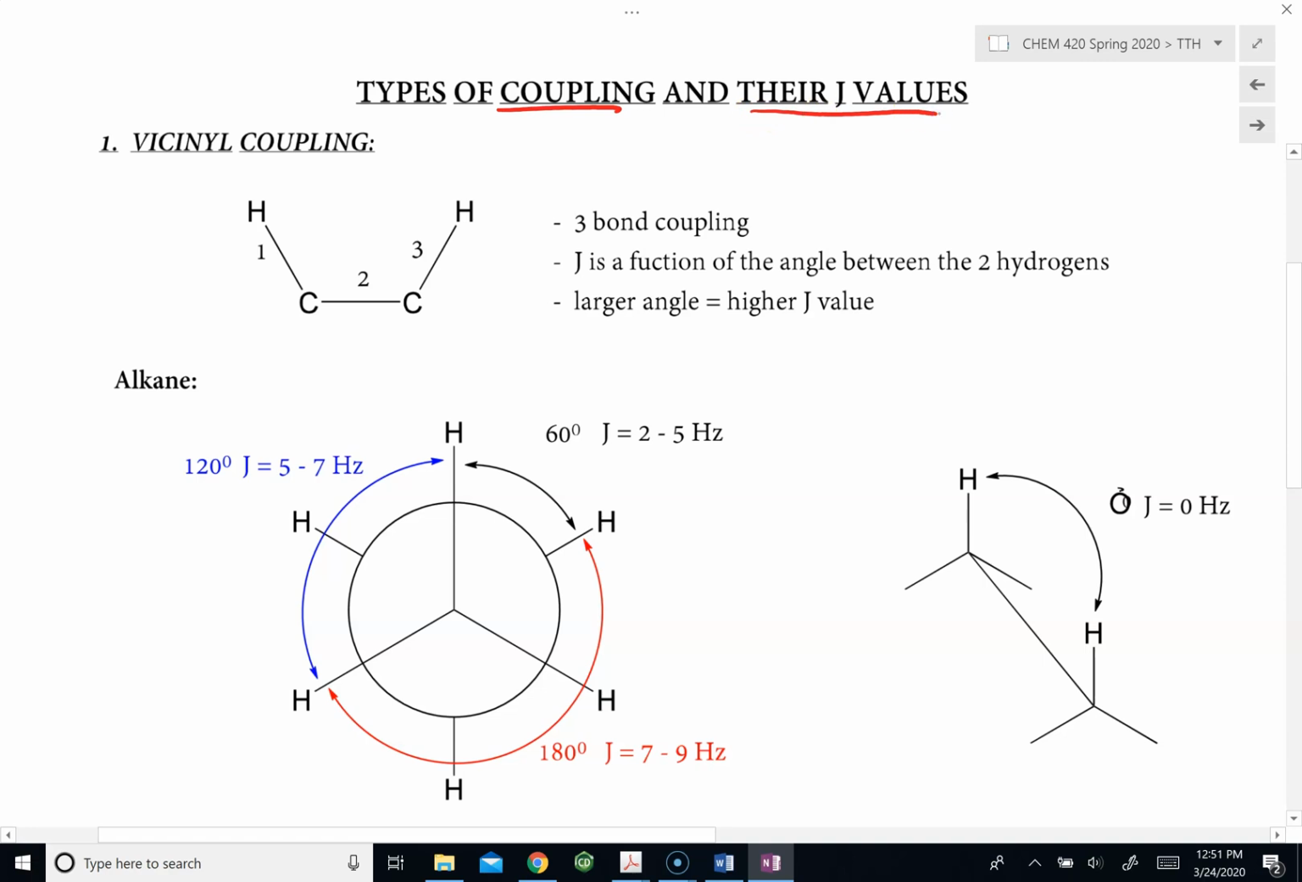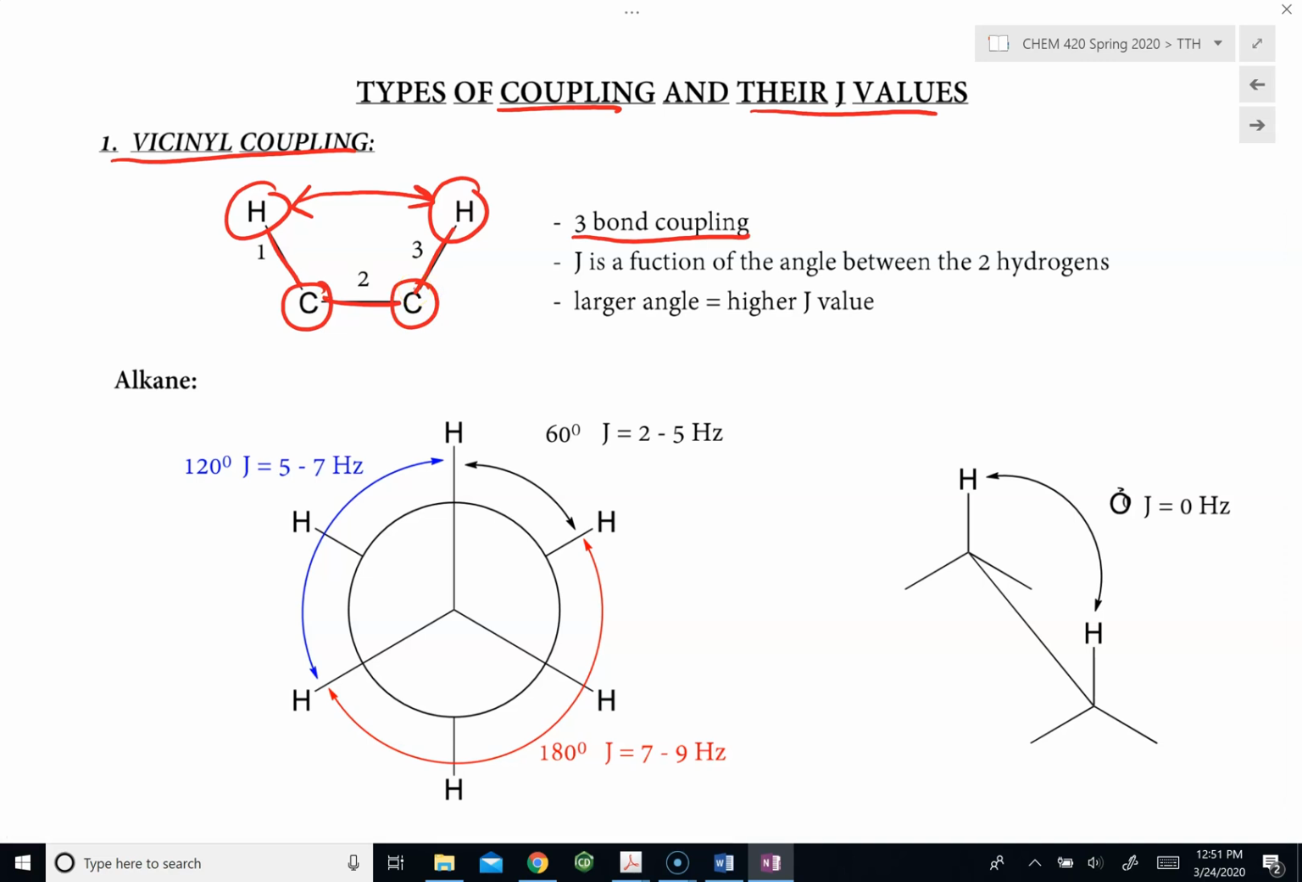The first type of coupling is called the vicinal coupling, and this is a very common type of coupling that we would see in proton NMR. The vicinal coupling is also referred to as the 3-bond coupling because the two hydrogens are 3 bonds away from each other. Here, these two hydrogens will be able to communicate with each other, and they are 1, 2, 3 bonds away. To recognize this type of communication, we can count the bonds, or we can see that these are the hydrogens on 2 adjacent carbons.